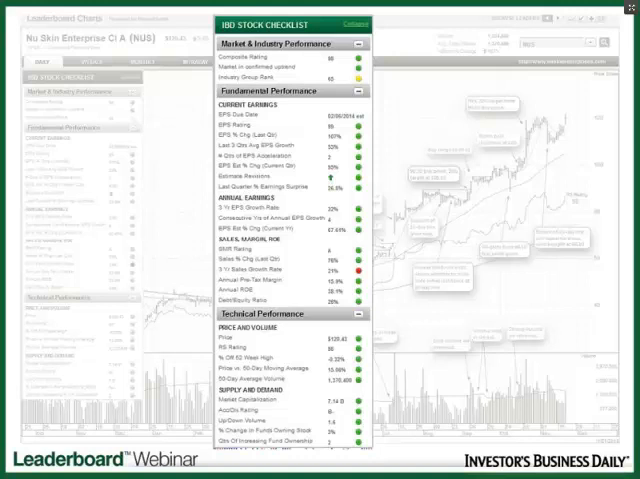Green lights, of course, mean that it met the criteria. Yellow, it was close or didn't quite get there. And red lights were ones where it didn't meet the criteria.